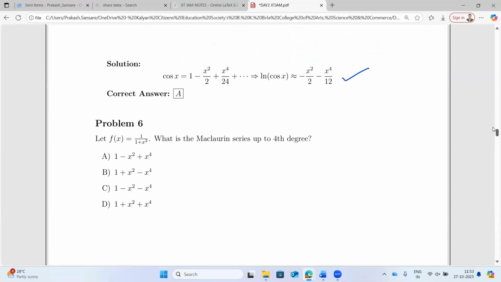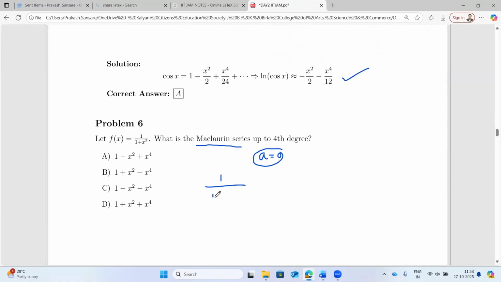Now this question number 6, f(x) is equal to 1 plus x square. What is the Maclaurin series up to degree 4? What is Maclaurin series? Can anybody quickly tell me? If we evaluate the Taylor series about x equal to 0, then it is called the Maclaurin series. Very good.